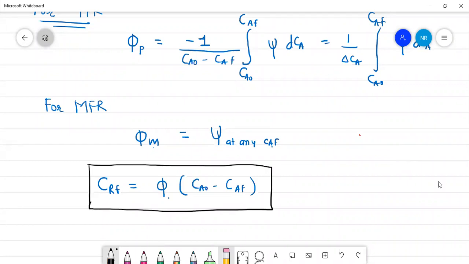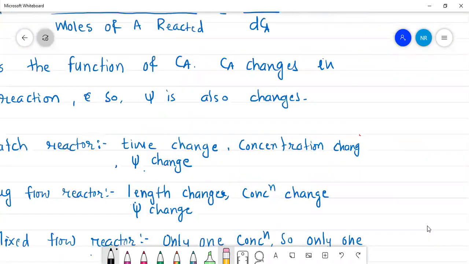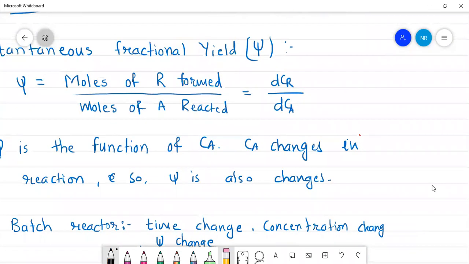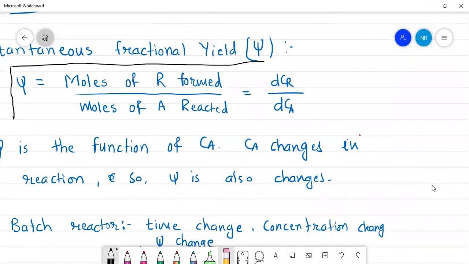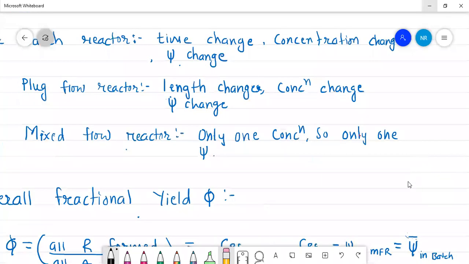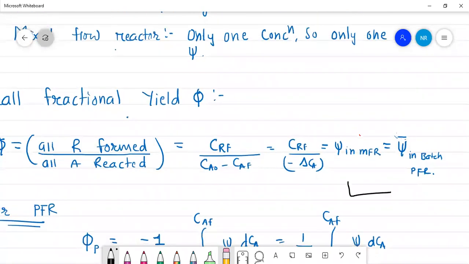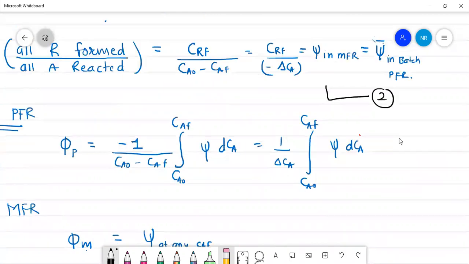So I have to give a name to each equation. This is equation number 1. You have to remember this equation. Equation number 2. Equation number 3. Equation number 4.